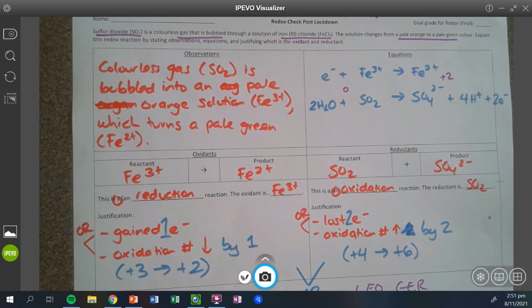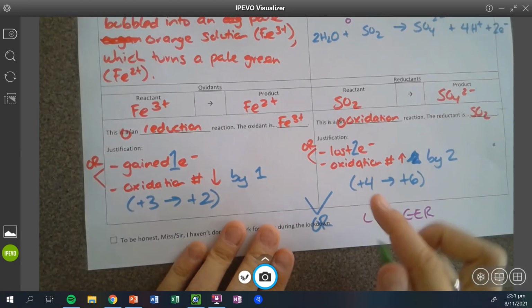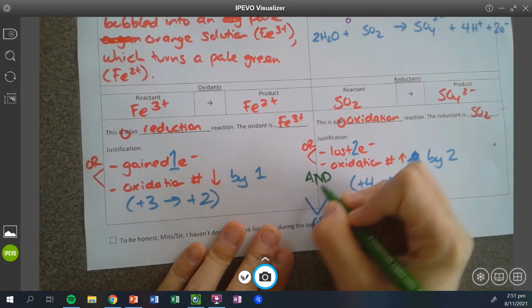So keep in mind some things. First off, for the excellence, you need to have both justifications. So instead of being an or choice, it's an and. So you need both of them.